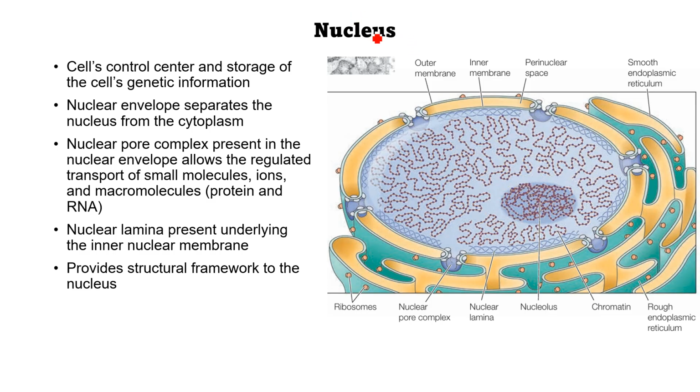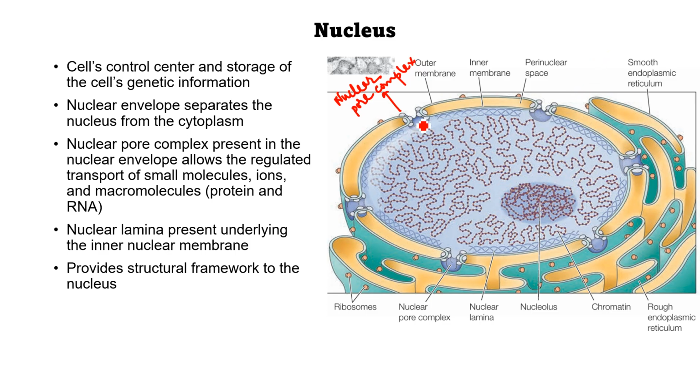In the eukaryotic cell, one of the major organelles is the nucleus, right? The nucleus is the cell's control center and storage of the cell's genetic information. This figure I've taken from the book Cooper, and you see this nucleus is bounded by a nuclear envelope. The nuclear envelope is composed of an inner membrane and an outer membrane, and there are pores between these nuclear membranes, which are called the nuclear pores. These nuclear pores have a type of protein complex, which is called the nuclear pore complex, or also the nucleoporins.